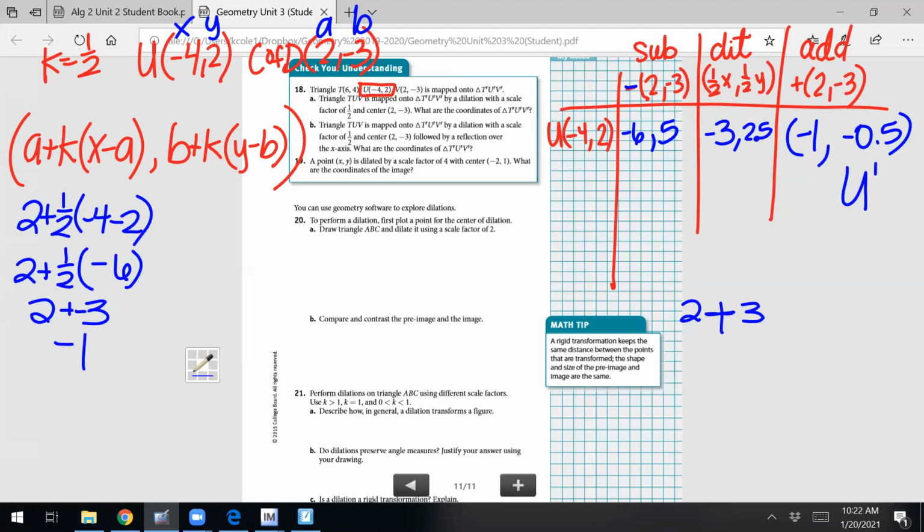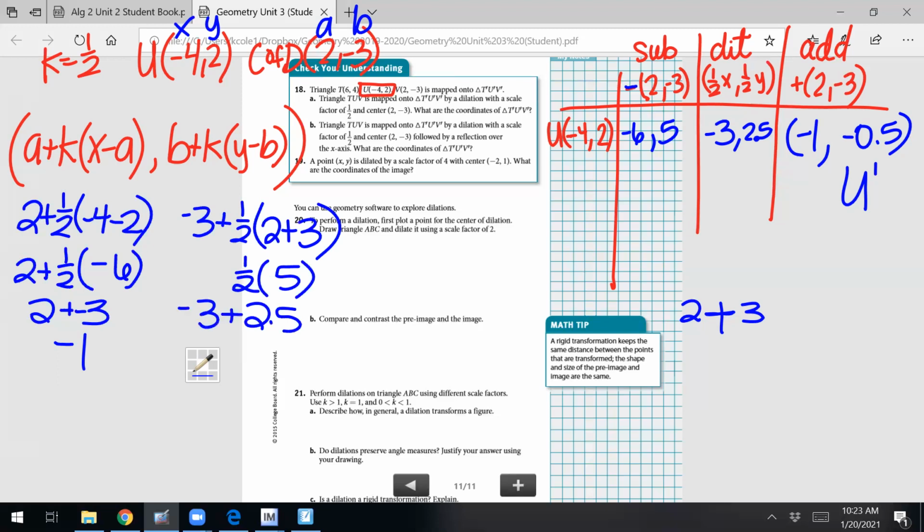Then over here for b: -3 plus k times (y minus b), where k is 1/2. y is 2 minus b, which is -3. Instead of saying minus a negative, we say plus. 2 plus 3 is 5. Half of 5 is 2.5. -3 plus 2.5 is -0.5. So again, you get the same thing. You just have to decide which way you like better and go with that.